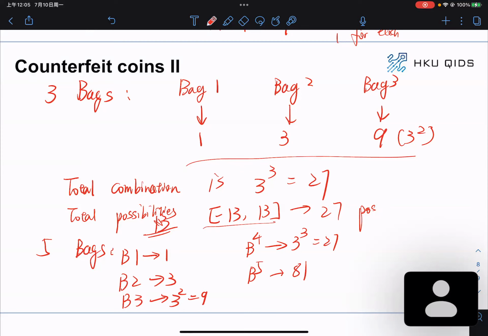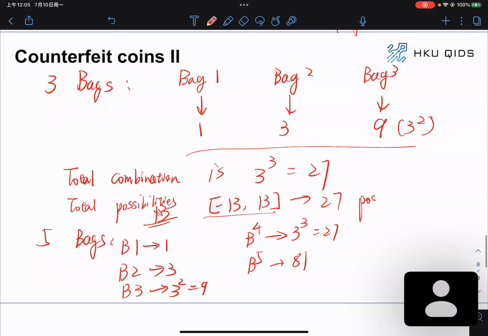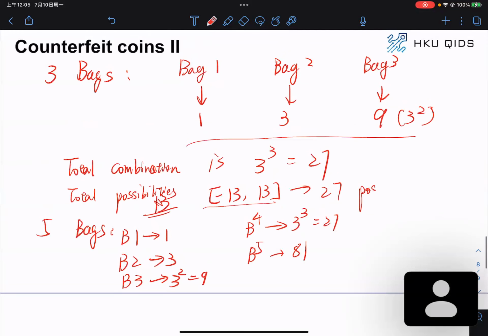And in that case, we can determine the coin type of each bag in just 1 weighing. And so it's going to be the end of today's lecture. Hope you enjoyed it, and I hope you know more about this pigeonhole principle.